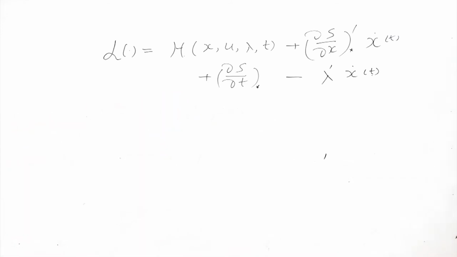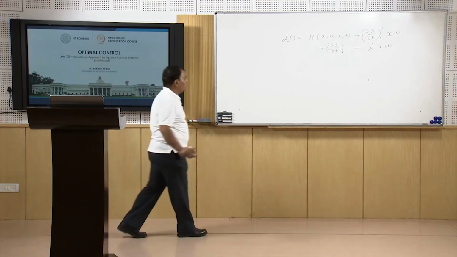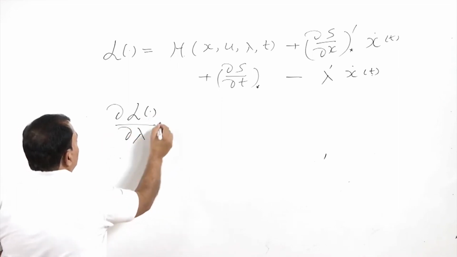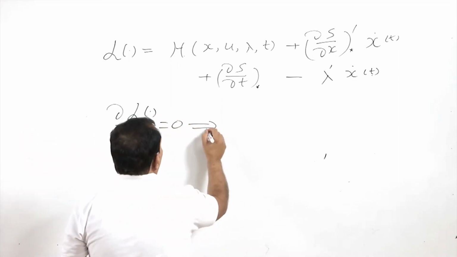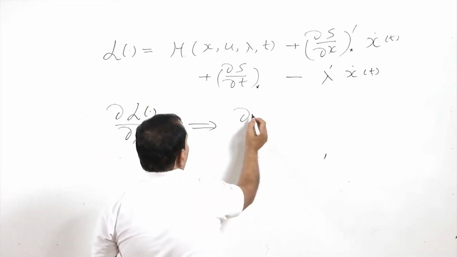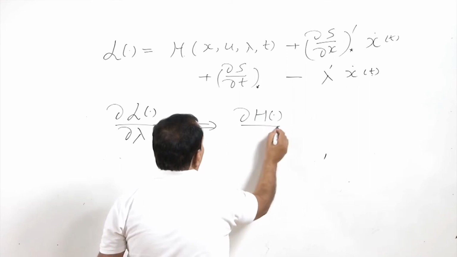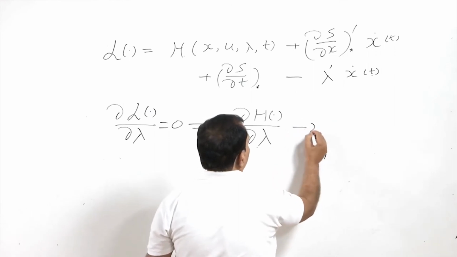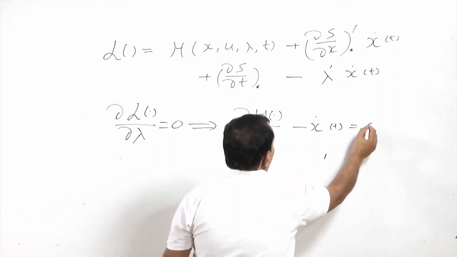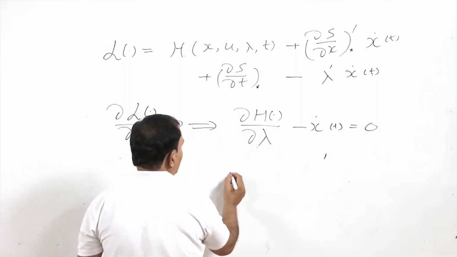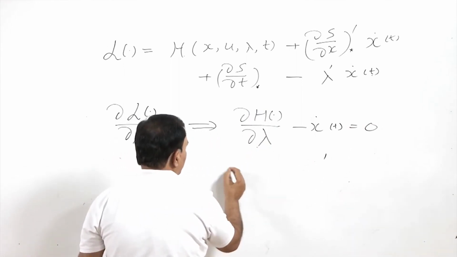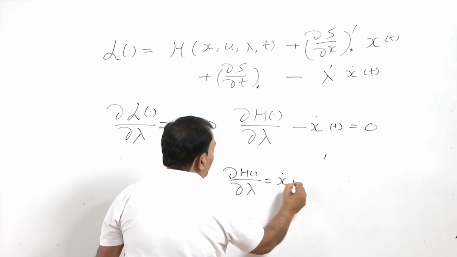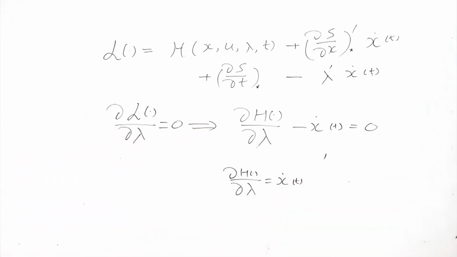So, now we are seeing the third equation, ∂L/∂λ equal to 0. What does this lead to? The first term h is a function of λ, giving ∂h/∂λ, and the last term is minus ẋ(t), that is equal to 0. So, this simply gives me ∂h/∂λ equal to ẋ.